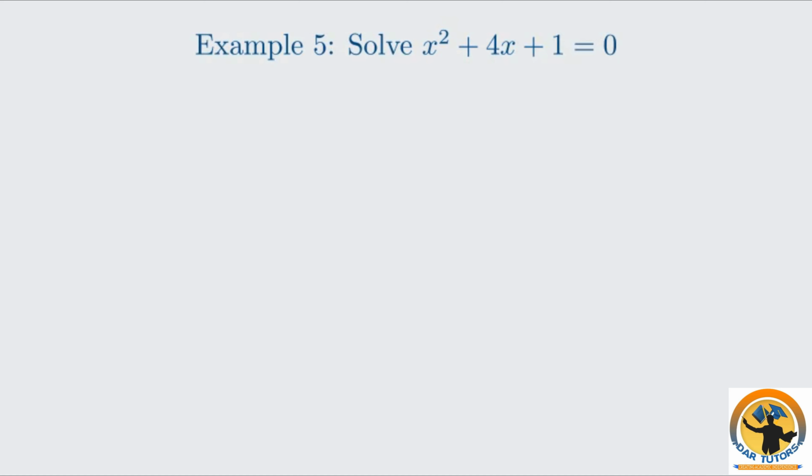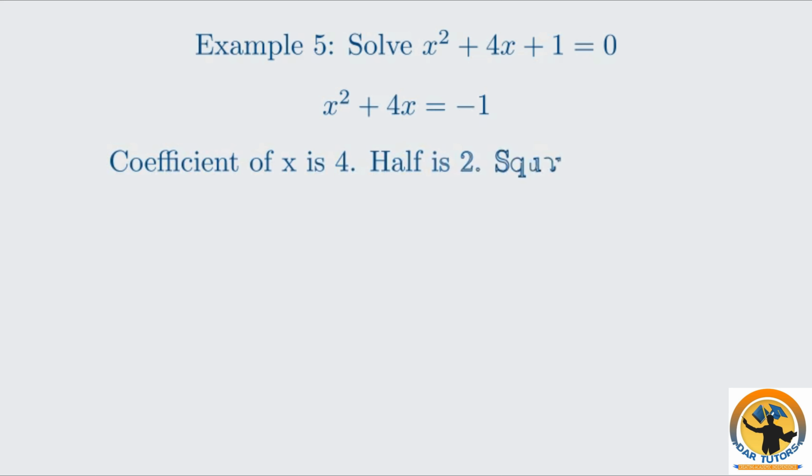Step 1. Move the constant term to the right-hand side. Subtracting 1 from both sides gives x squared plus 4x equals negative 1. Step 2. Complete the square on the left-hand side. To do this, we add the square of half the coefficient of x to both sides. The coefficient of x is 4. Half of 4 is 2, and 2 squared is 4. So we add 4 to both sides. This gives us x squared plus 4x plus 4 equals negative 1 plus 4.